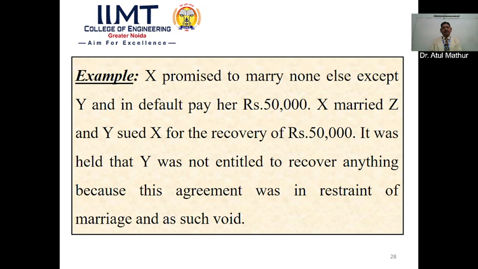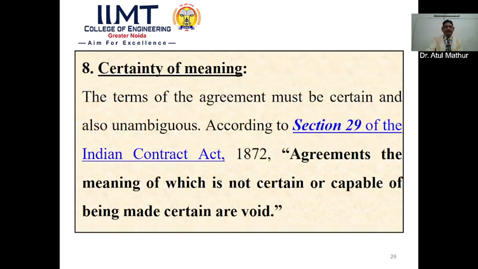Example: X promised to marry none else except Y, and in default to pay her rupees 50,000. X married Z, and Y sued X for recovery of rupees 50,000. It was held that Y was not entitled to recover anything because this agreement was in restraint of marriage and is as such void.